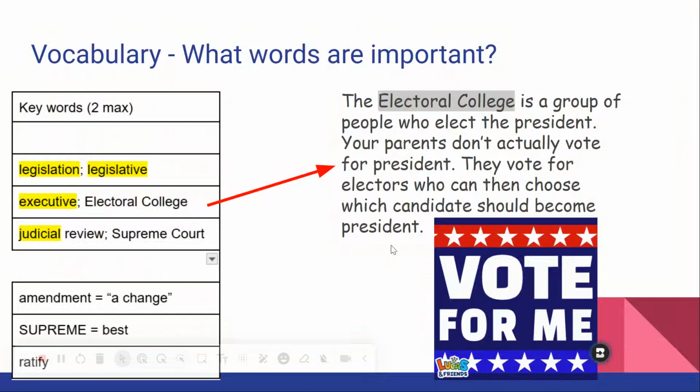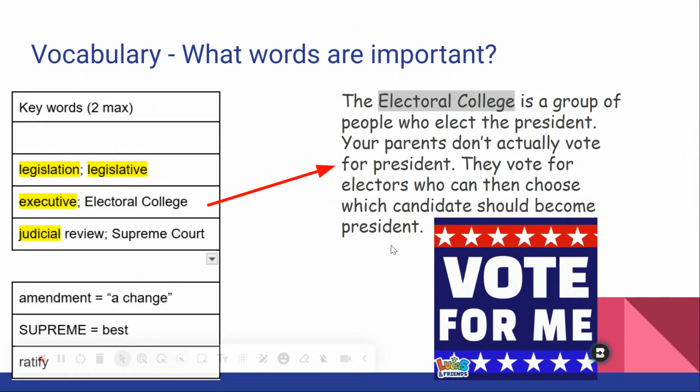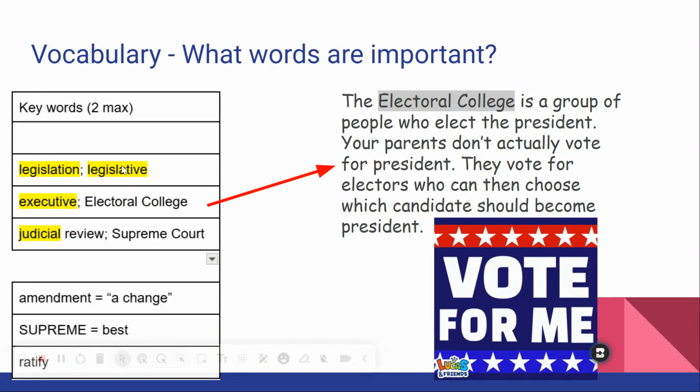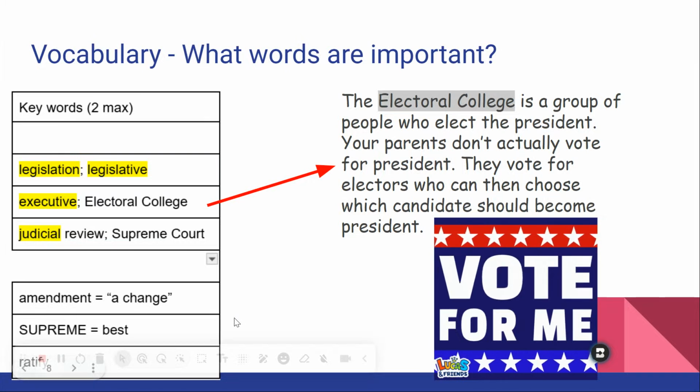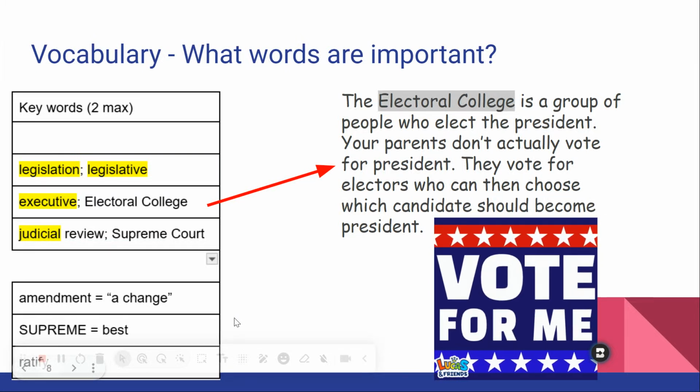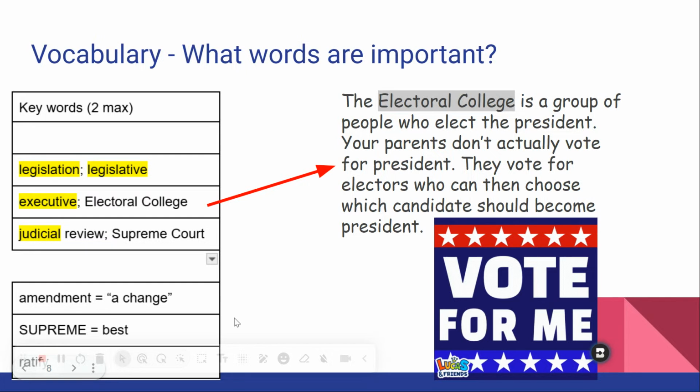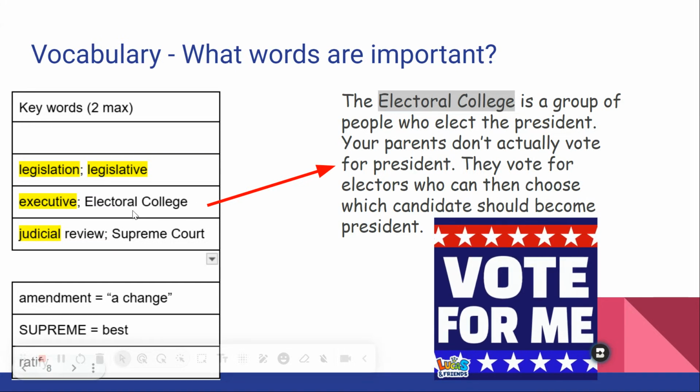All right, we're going to keep going. The next couple words, we've said what all 3 of these words are, so we're going to go for the other ones. In the executive branch, we have a group of people called the Electoral College, and they're the actual people that get to vote for president. As it says right here, your parents don't actually vote for them. They vote for groups of people called electors that will vote for the president.